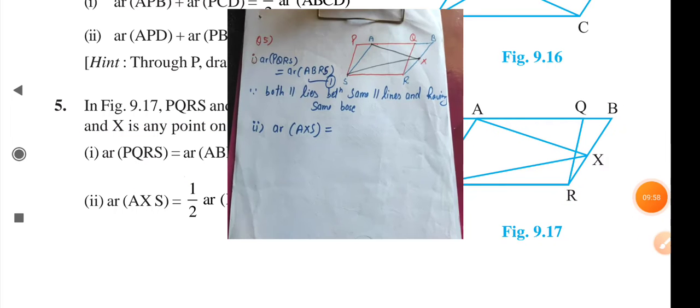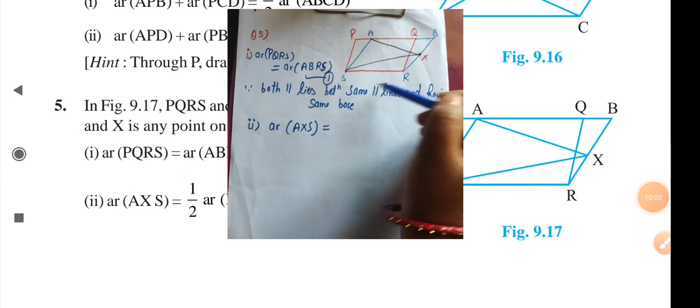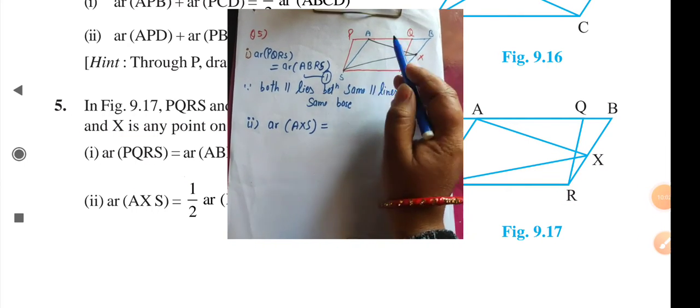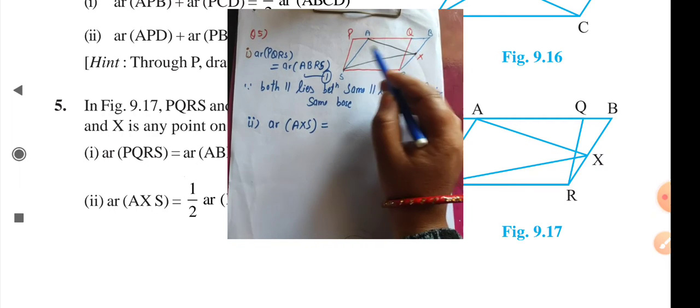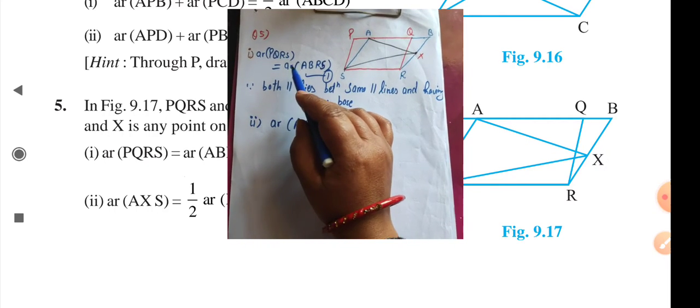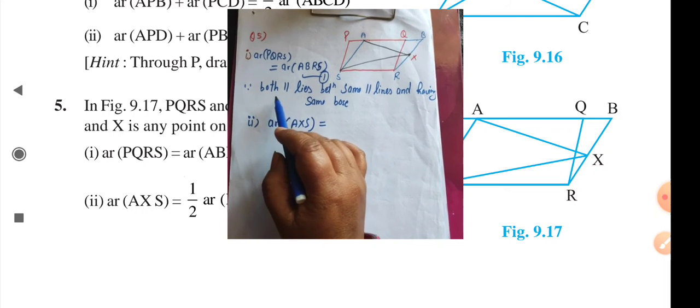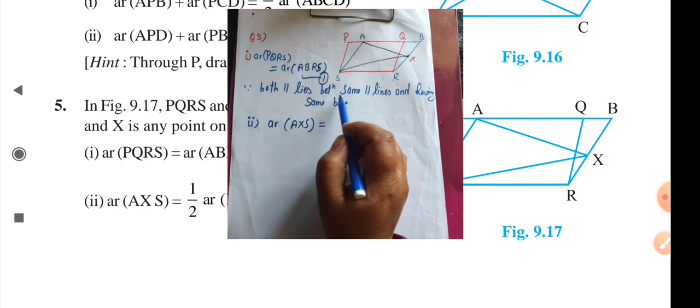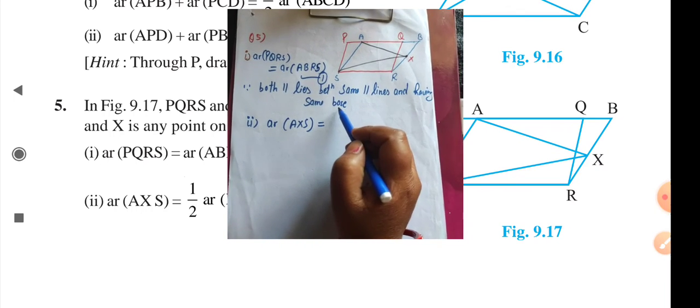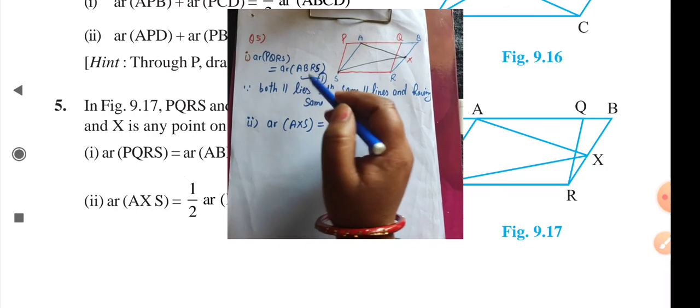I will show you. You can see here I have made the figure for you, PQRS with the red pen and ABRS with the blue pen, and you can see that the areas of these two parallelograms will be equal to each other. Why? Because both the parallelograms lie between the same parallel lines and have the same base. So this first part is directly proved.